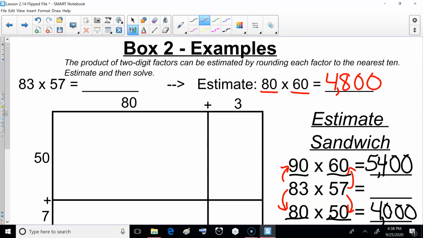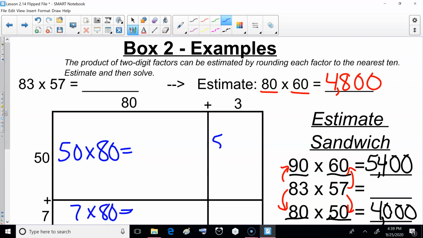So you have a big sandwich where the answer should be in between, but to get a little bit closer, we rounded one up and one down to give us a closer estimate. Now let's see where our answer actually lies, and hopefully it's in between these and close to those numbers. So we have 50 times 80 and 7 times 80, and 50 times 3 and 7 times 3.